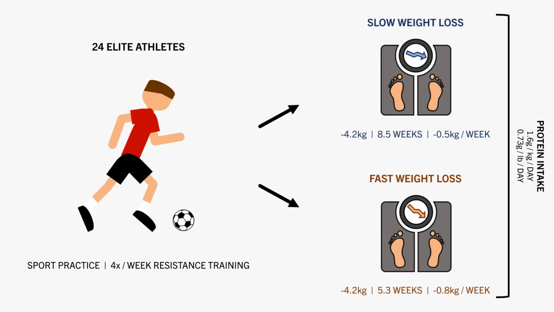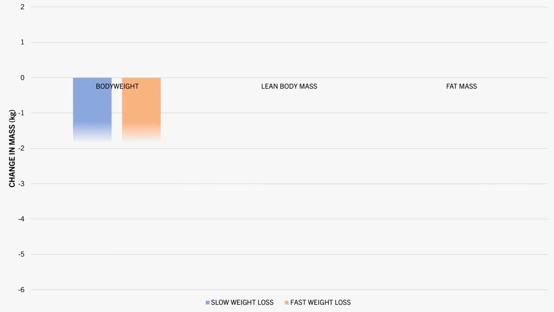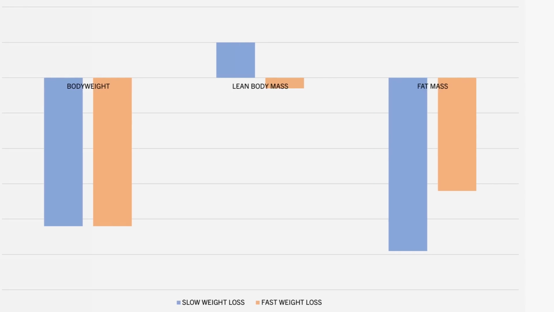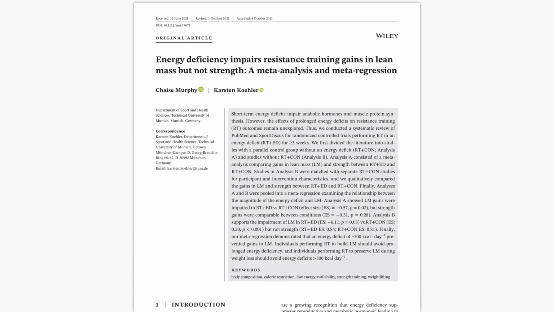The athletes also consumed a high-protein diet consisting of 1.6 grams per kilogram of body weight per day during the weight loss intervention. While total body weight loss was the same in both groups, the slower weight loss group managed to gain 1 kilogram of lean body mass, while the faster weight loss group lost a little. This meant that the slower weight loss group lost a greater proportion of fat mass compared with the faster weight loss group. So what rate of weight loss should we be aiming for to maximize muscle preservation?